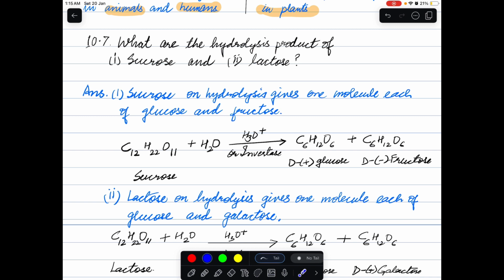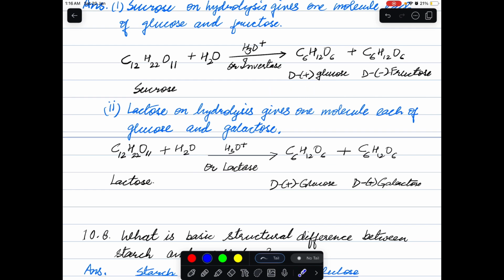Have a look here in case of sucrose. Sucrose on hydrolysis gives one molecule each of glucose and fructose. So this is glucose and fructose. Molecular formula is the same for glucose and fructose, but their structures are different. Glucose is basically an aldohexose, while fructose is a ketohexose. This hydrolysis will take place either in the presence of H plus ion or hydronium ion, or in the presence of enzyme invertase. So this is how we get glucose and fructose after the hydrolysis of sucrose.